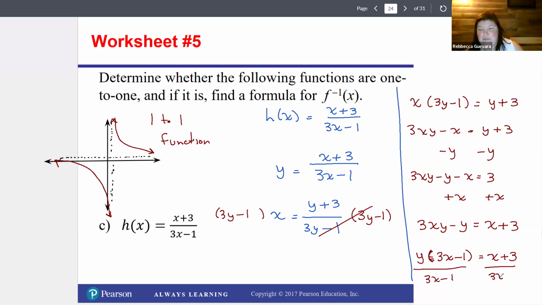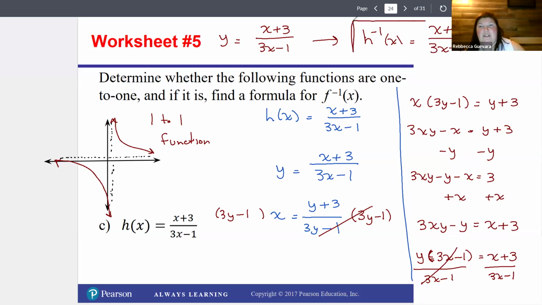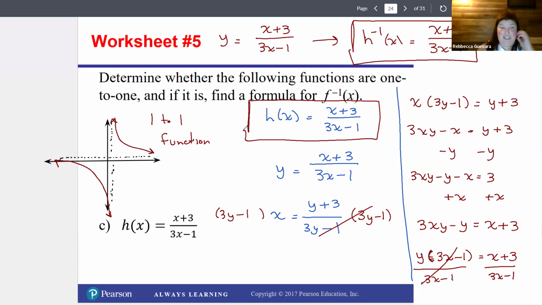It's going to leave me with y is just going to be x plus 3 over 3x minus 1. So h inverse is going to be x plus 3 over 3x minus 1. So that looks right, because this is one of these cases that occasionally happens. The function is actually the inverse of itself. So this is what we have here. So we go through and we find the inverse, and it just happens to be the same function as its own inverse.